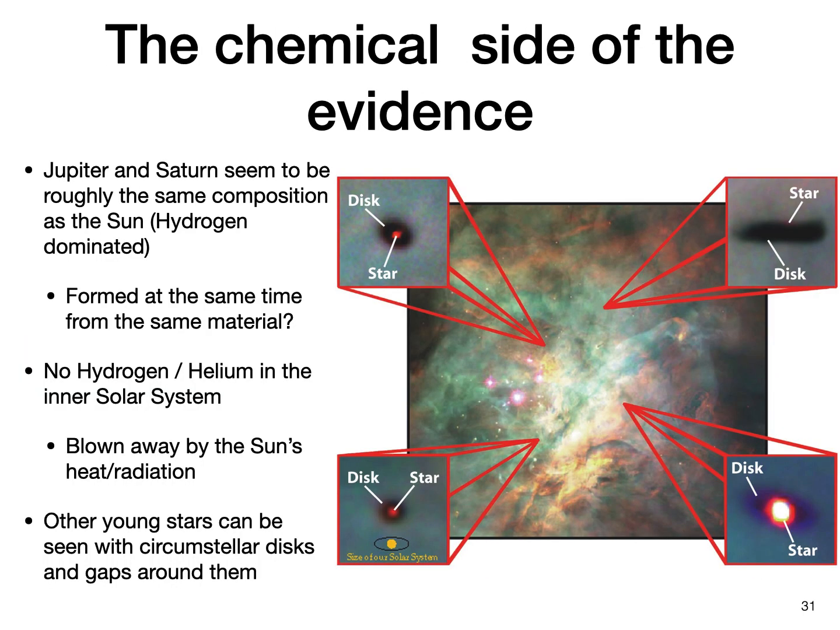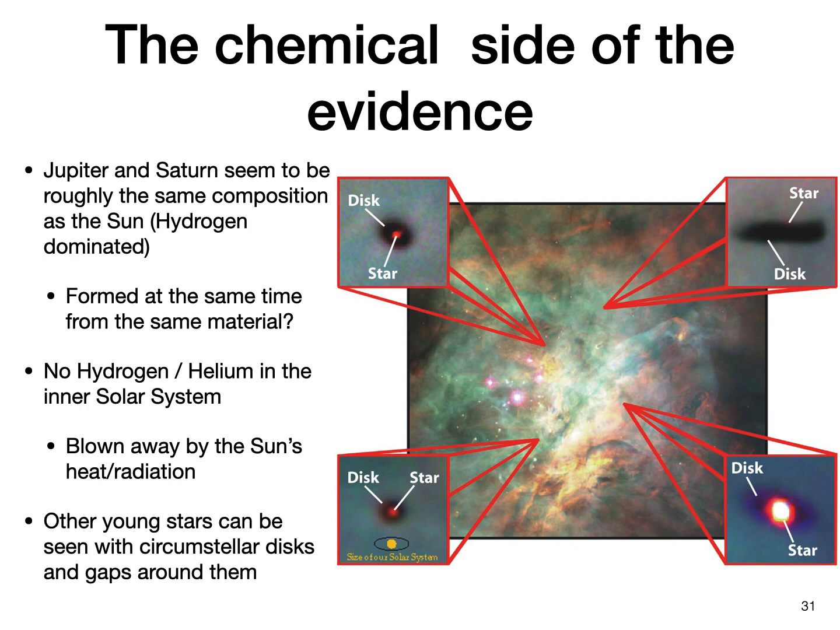The second is the chemical side, where Jupiter and Saturn are these gas giant planets that have a lot of hydrogen and helium, just like the sun. They're roughly the same composition as the sun, so could they have formed roughly at the same time? And again, in the Orion Nebula, we see examples of stars that have central stars and then disks that are essentially forming out of the same material as the rest of the nebula.